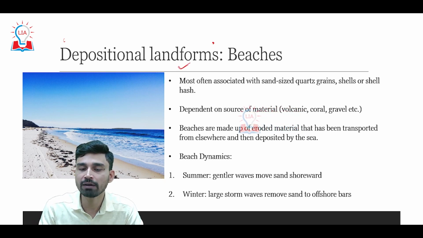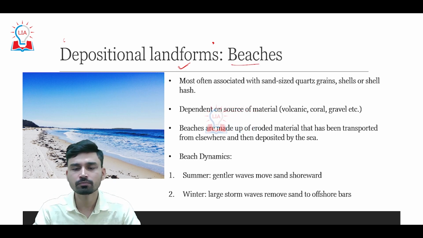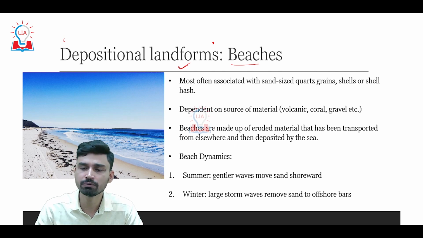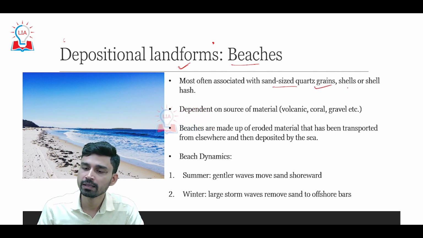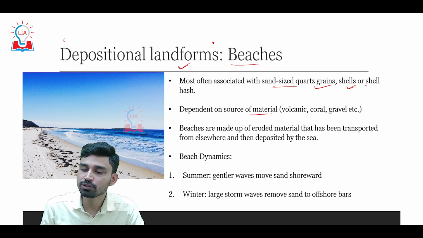So the first depositional landform that we see developing in the coastal regions is beaches. Beaches are generally associated with sand-sized quartz grains that are deposited in huge volume. There we can also find shells. But the type of beaches can also vary depending on the source of material.